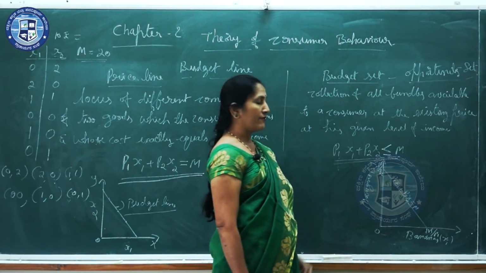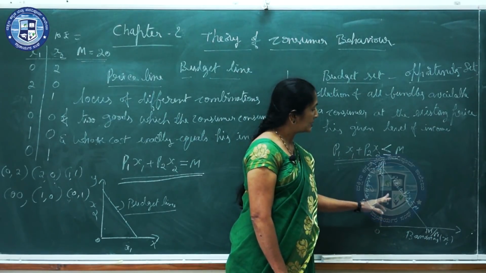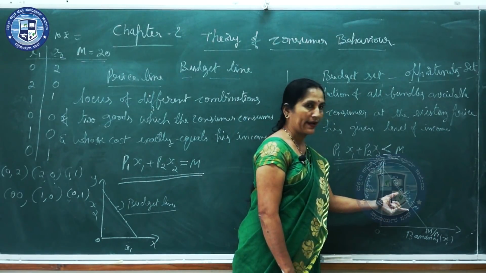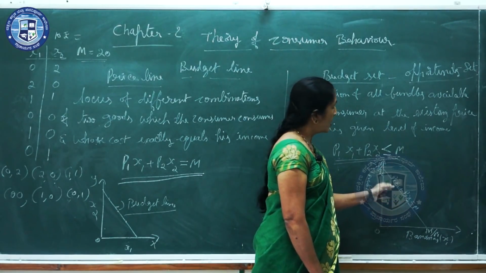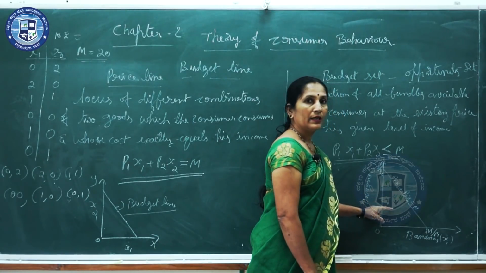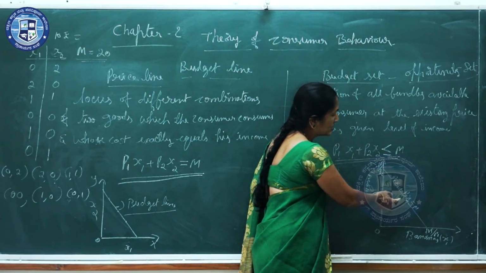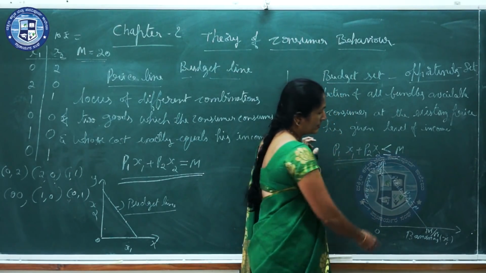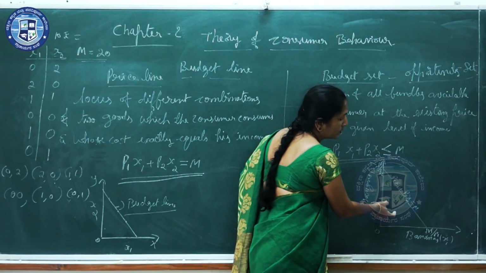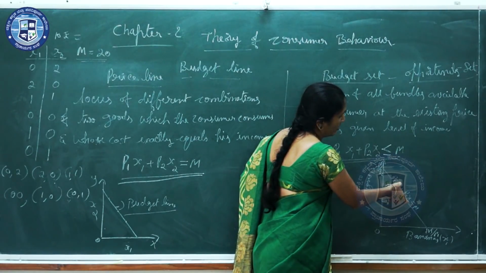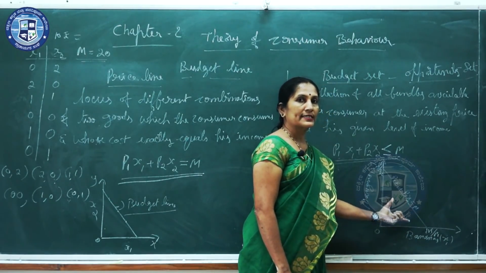So in this graph, what can we understand? In this graph, the collection of bundles in the positive quadrant that are on or below the line shows the budget set. So on the price line or below the price line shows the budget set. The combinations should be on the line or below the line, and that is called the budget set.